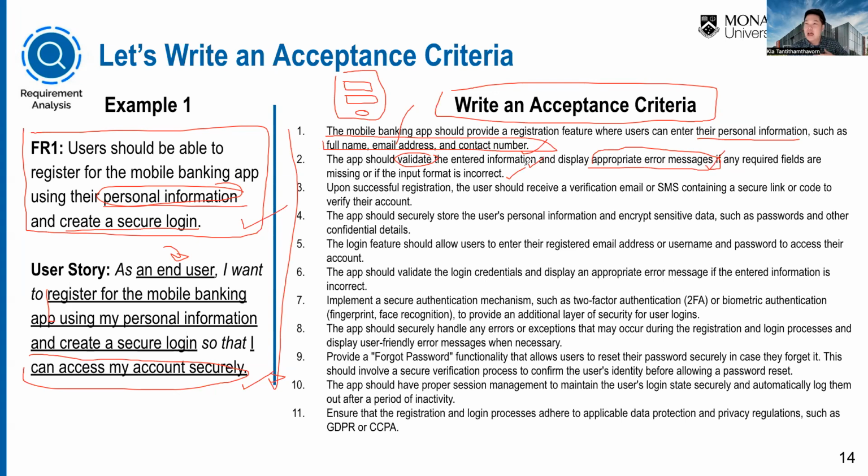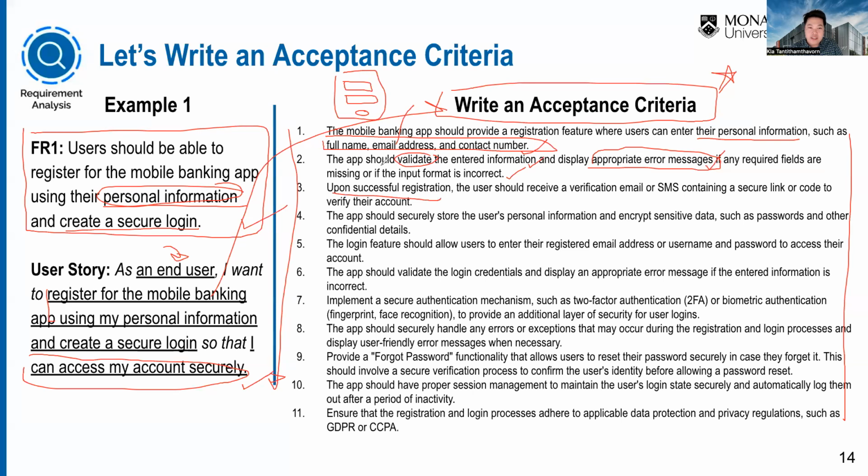That's what you do as an analyst or requirement engineer. When you translate to this, then developers know what to implement, what to write. So acceptance criteria is the key to the implementation. If we don't have this, we don't know what to implement, right?